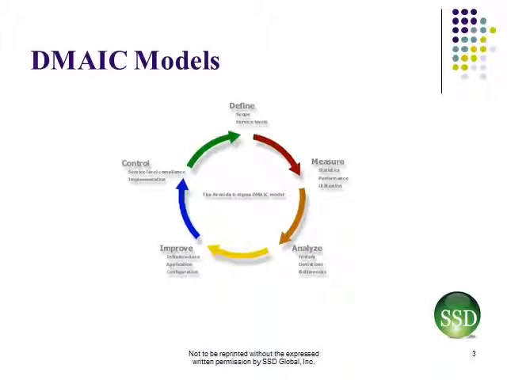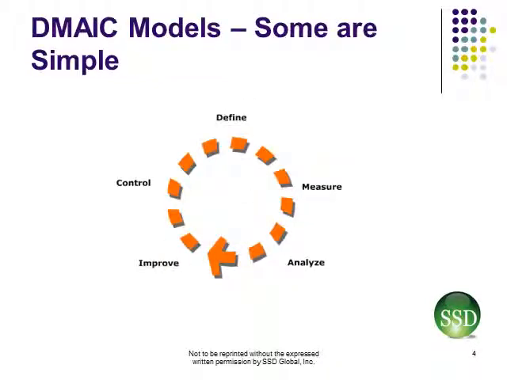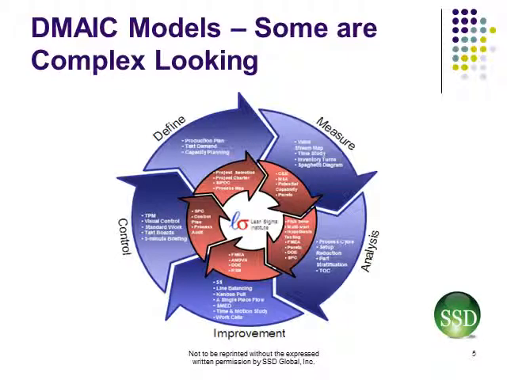The model we will be using in class is the handout Activities and Tools you printed earlier. However, there are several depictions of the DMAIC model, such as the one you see on your screen right now. Some of the DMAIC models are very simple. Other models are complex looking. This particular model shows how the tools in Lean and how the tools in Six Sigma apply to each phase of the DMAIC model.